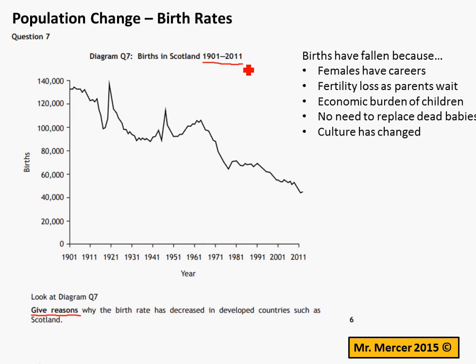General culture has changed. It's no longer seen as a necessary part of a successful family unit to have children. Contraception is freely available. And, of course, we have family planning and sex education. Now, these are just some of the major reasons why birth rates have fallen. And you need to be prepared to talk about birth rates rising in other countries as well.